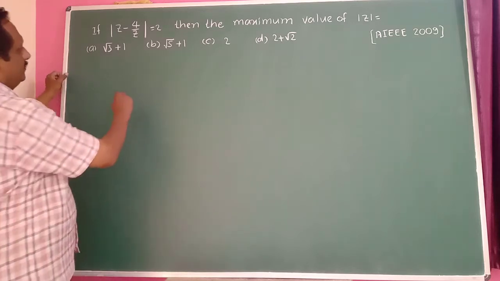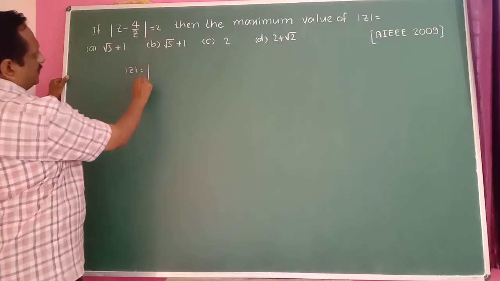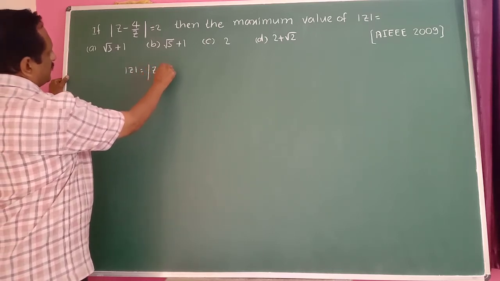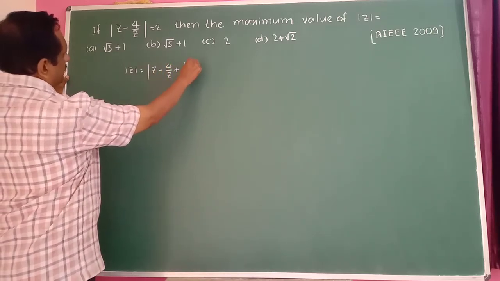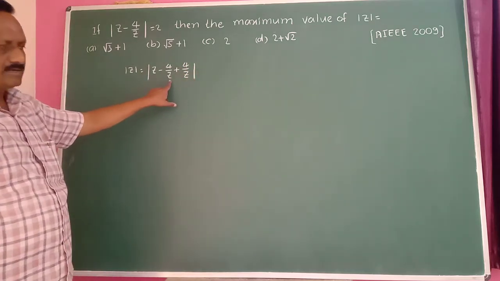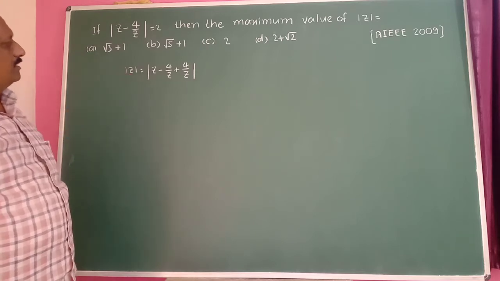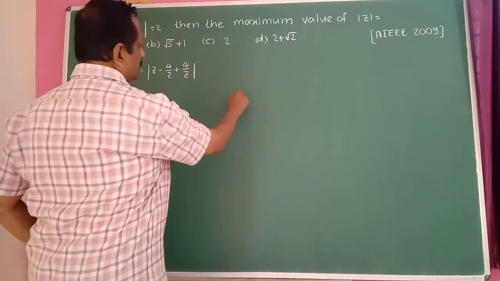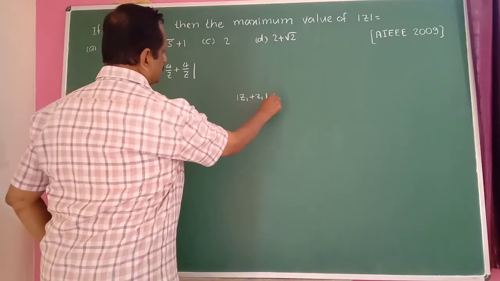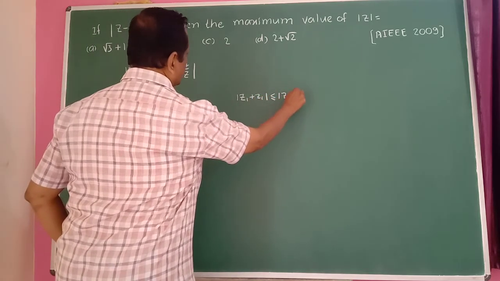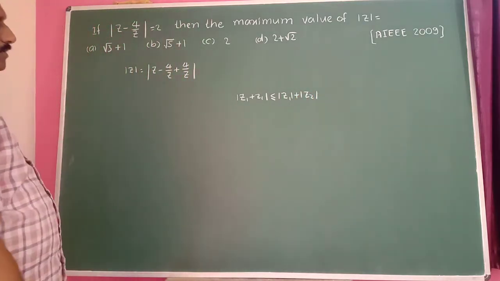Okay, here let us consider modulus of z can be written as modulus of z minus 4 divided by z plus 4 divided by z, adding and subtracting 4 by z. If you cancel these two, remaining again modulus of z only. Then there is a property of modulus of the complex number: modulus of z1 plus z2 is always less than or equal to modulus of z1 plus modulus of z2. This is a property of the modulus of the complex number.